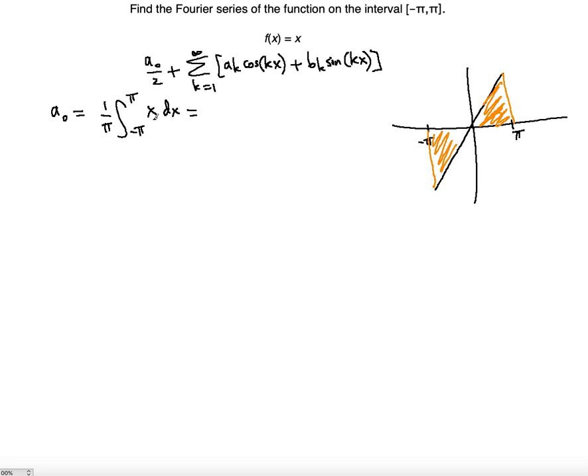And since x is an odd function, it has reflection with respect to the origin of the graph, right? So these two areas are the same, except this one's negative, this one's positive. So you can split this integral into 1 over pi from negative pi to 0 of x dx plus 1 over pi from 0 to pi of x dx, right? But you don't have to do that. I'm just showing you how the visual works.